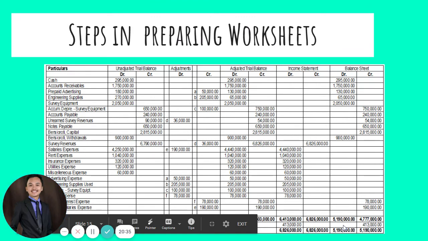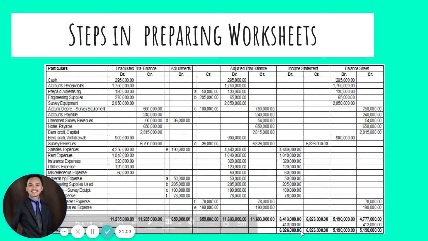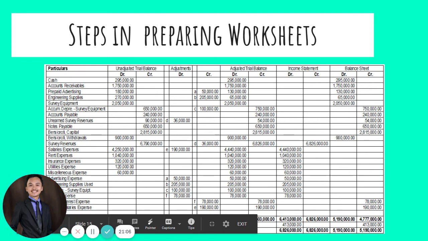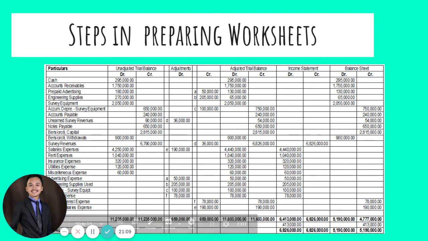In this case, we have 5,190,000 debits versus our total credits of 4,777,000. So that gives us a difference of 413,000. So that means we have a total profit of 413,000, which is also equal to the computed profit that we had earlier in the income statement. So that means we have correctly computed and plotted all our items. So we now have a total debits and credits under our balance sheet of 5,190,000 and 5,190,000 for our credits.